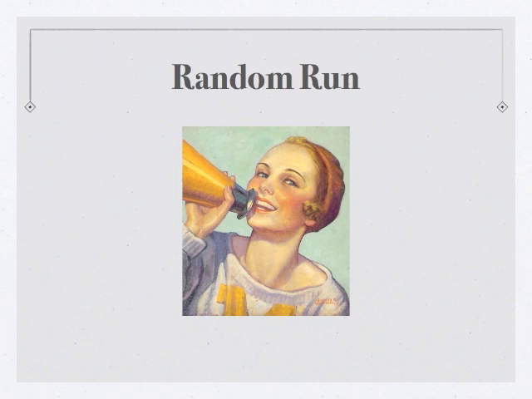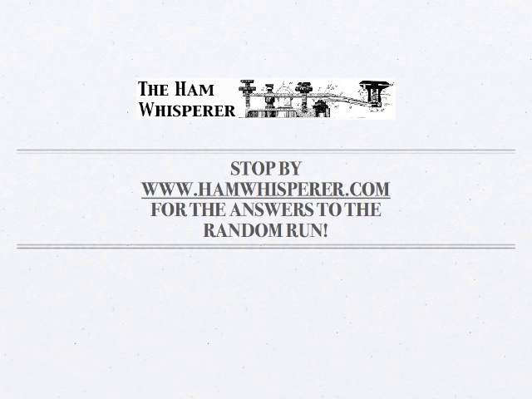And that's the Lesson 8 random run. And now that you're done with the random run, you can check your answers at hamwhisperer.com. You just hit the Morse code course tab at the top of the page, go down to the Lesson 8 link, go to the lessons page, and the random run will be right there.